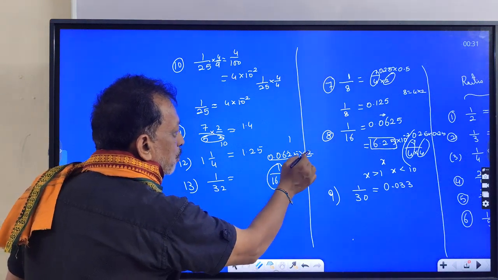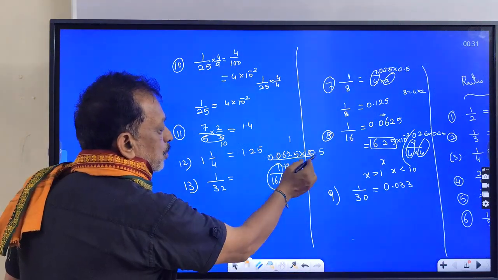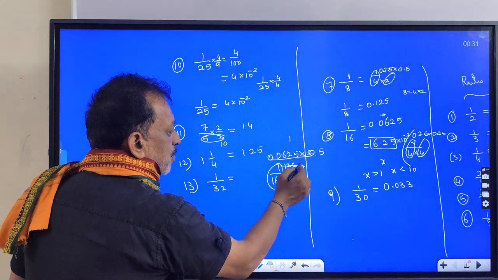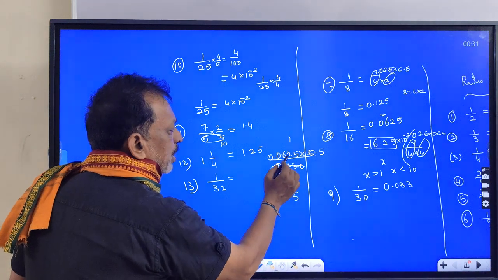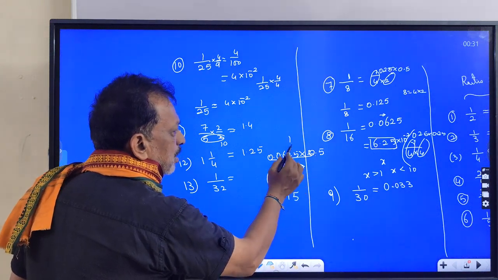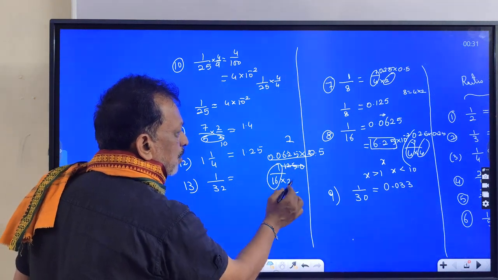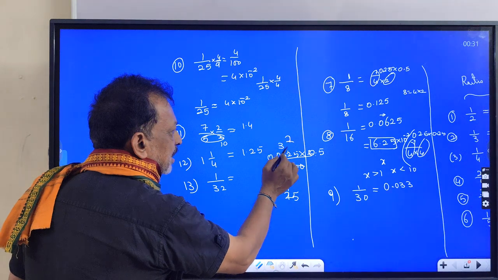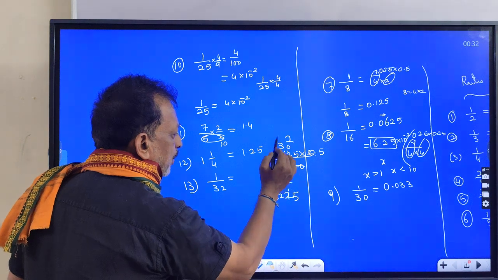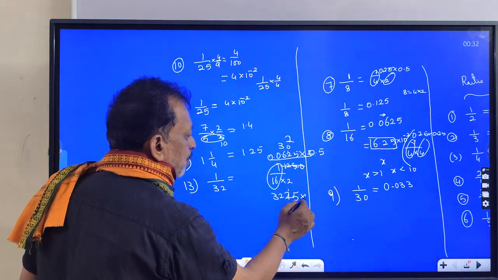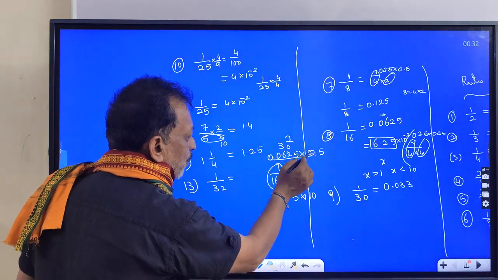1 by 2 value is how much? 0.5. Now I made a mistake. Okay, 1 by 2 is 0.5. Now let's simplify. 5 5s are 25, 5 2s are 10, 5 2s are 10, 5 5s are 25, that is 12, 5 6s are 30, then 32. So how many places are there? 1, 2, 3, 4, 5. So I can write 10 to the power of minus 5.